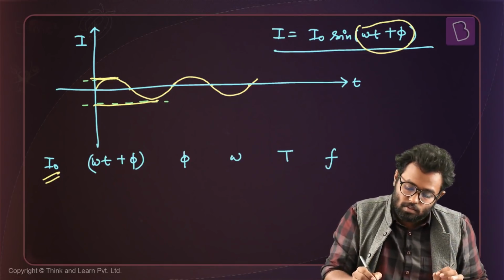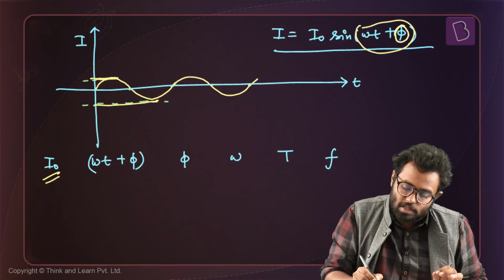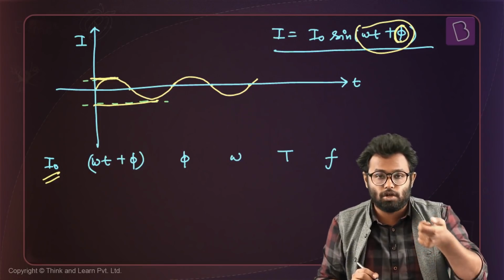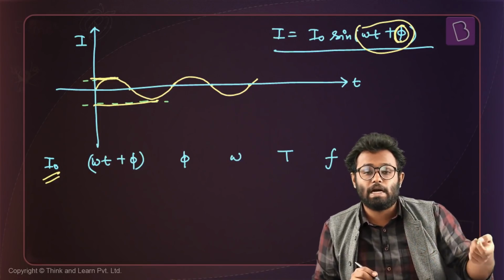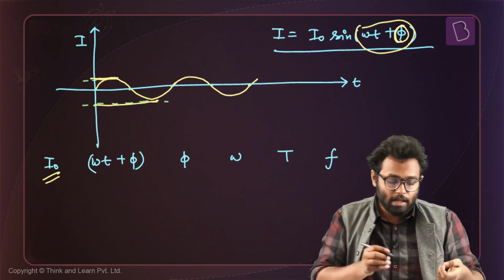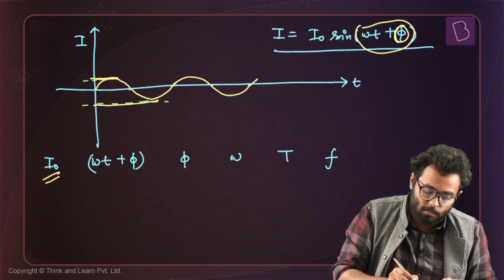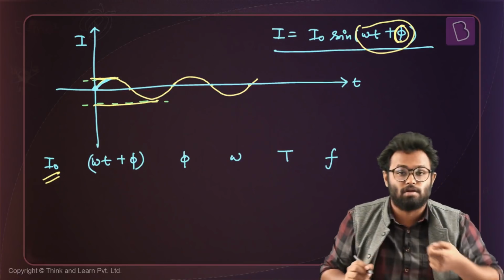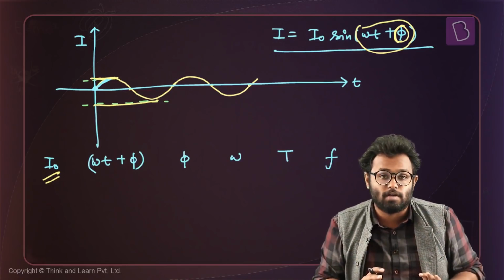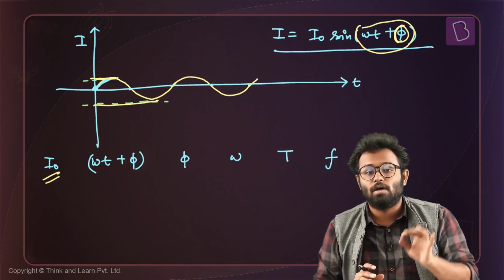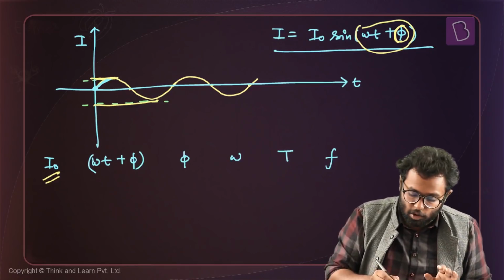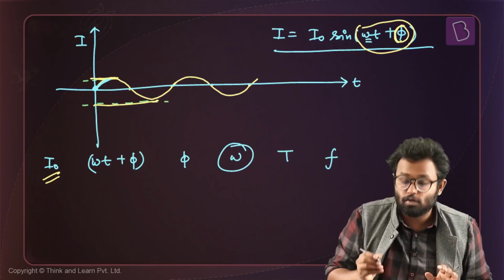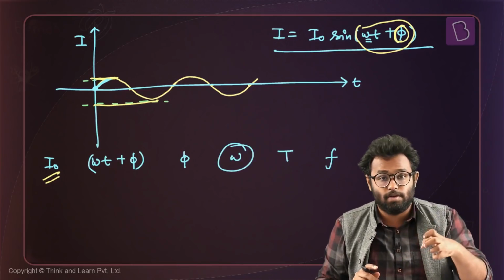And in this, phi, which is added to the omega t, is called the initial phase. This was the phase which the current had in the beginning. Here in the diagram which I have drawn, the initial phase is 0 because at time t equal to 0, it is starting from 0 itself. So phi is 0 in this particular case, but phi in general means the initial phase. Then you have omega here. The omega is called the angular frequency.